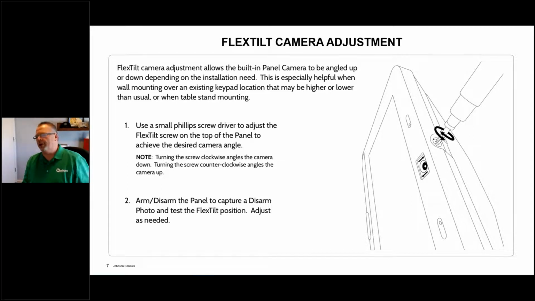It is key to note that you want to use a small Phillips screwdriver to adjust the flex tilt, right? So something like a Qolsys screwdriver with a little Phillips end works amazing for it. If you turn it clockwise, it'll angle the camera down. If you turn it counterclockwise, it's going to angle the camera up.